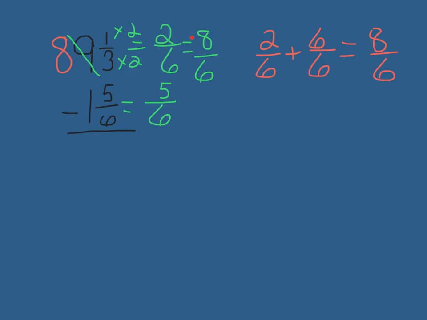So now I have 8 sixths minus 5 sixths. That gives me 3 sixths, and then 8 minus 1 is 7. 7 and 3 sixths. But as I look at this, 3 over 6 is not in simplest form. So we've got to divide them both by 3. So I bring down my whole number, and 3 divided by 3 equals 1, and 6 divided by 3 equals 2. So 7 1/2 is the answer in simplest form.